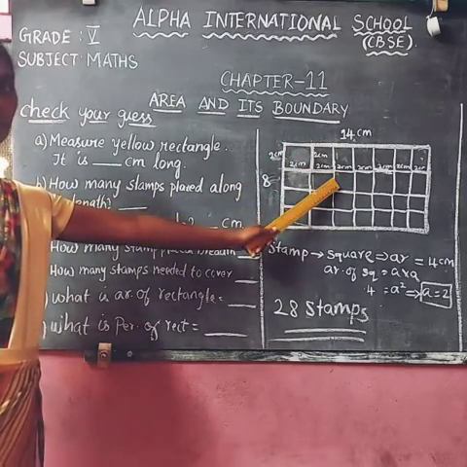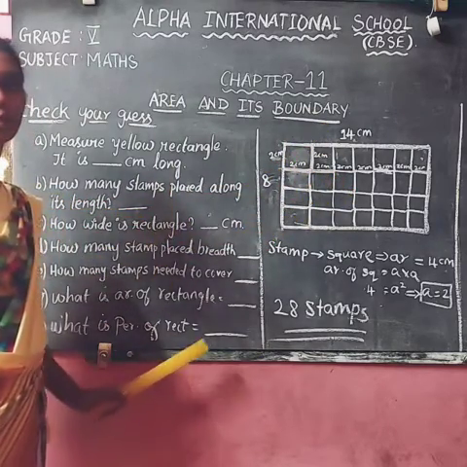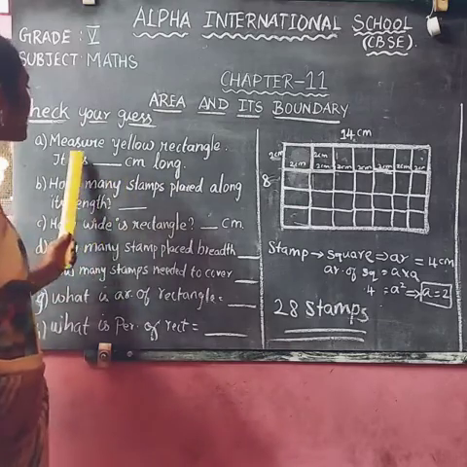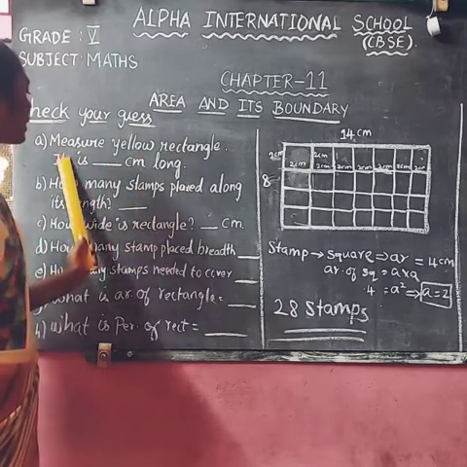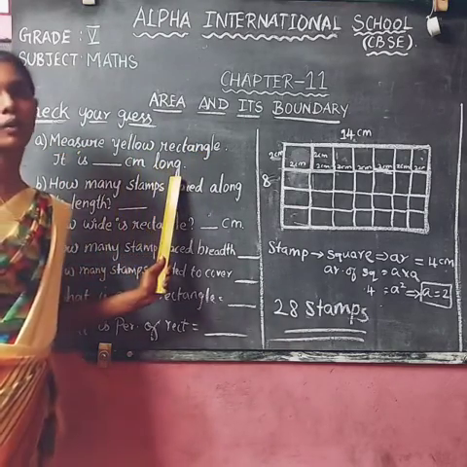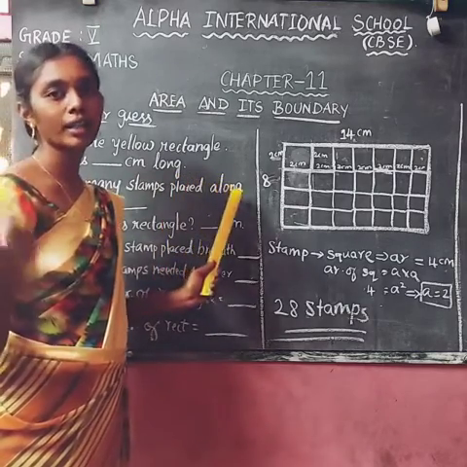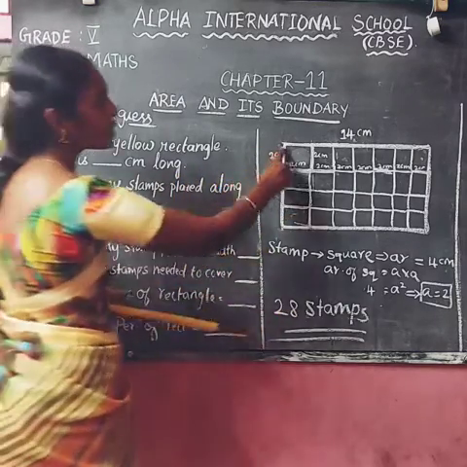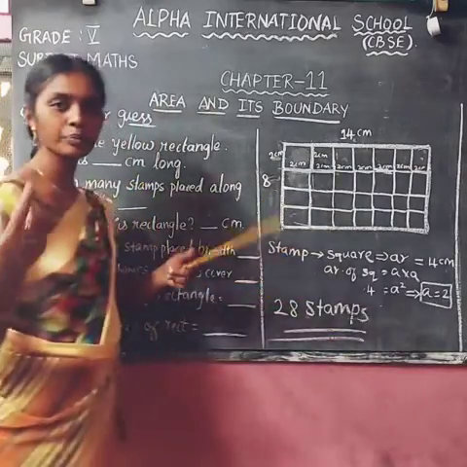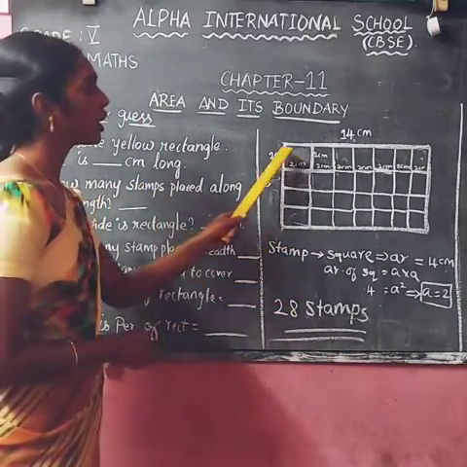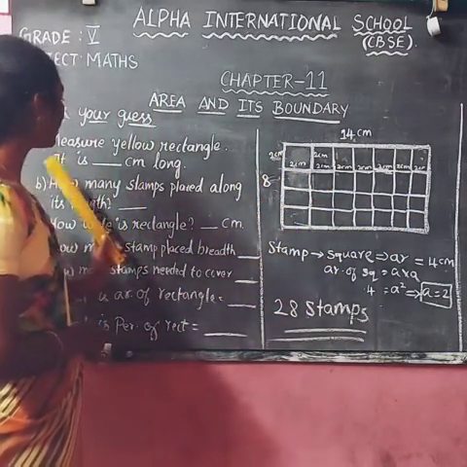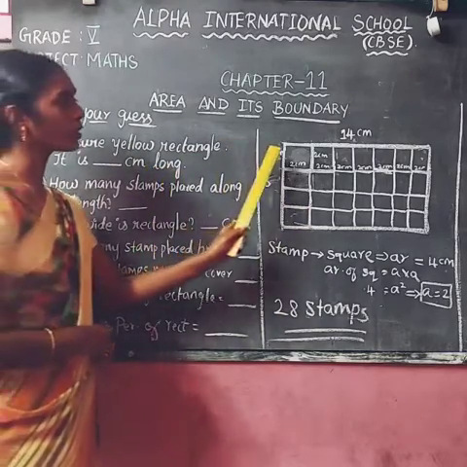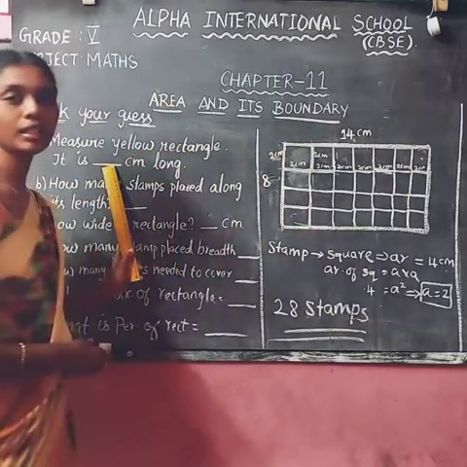Based on the sum we have done now, they are asking us some questions. Let us see how to fill this. See, measure the yellow rectangle. It is dash centimeter long, they are asking. Long and length both have the same meaning. This is the yellow color rectangle, printed in the book as yellow color. So in this yellow rectangle, they are asking what is the long, that is, what is the length of this rectangle.